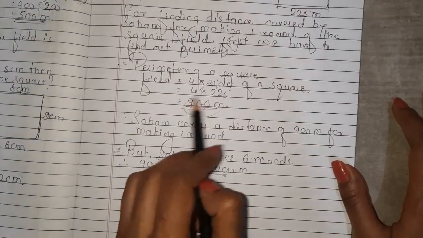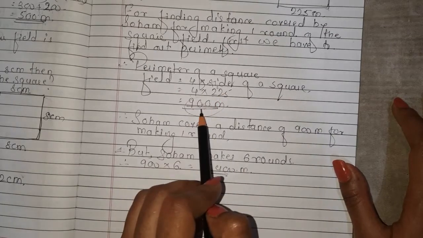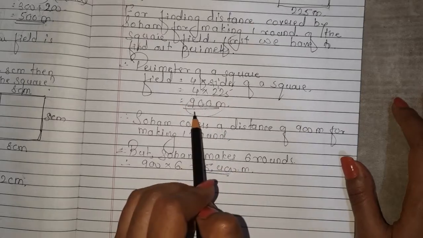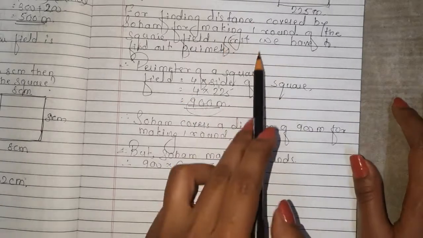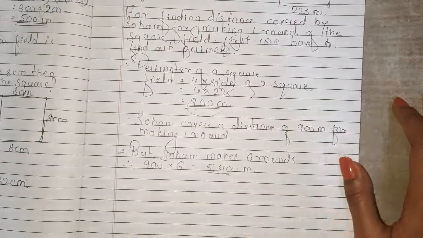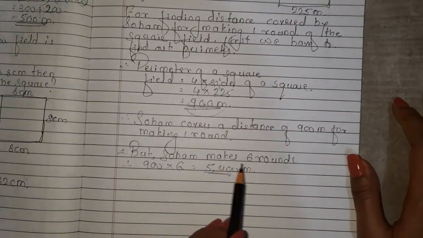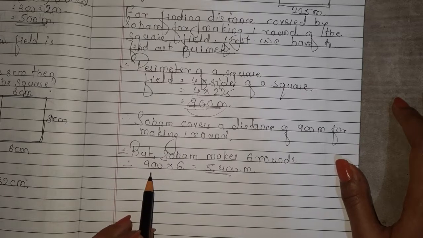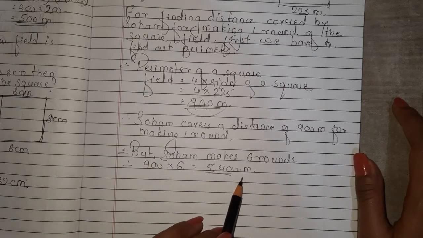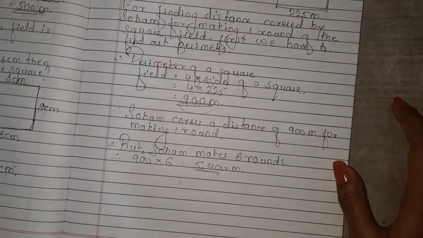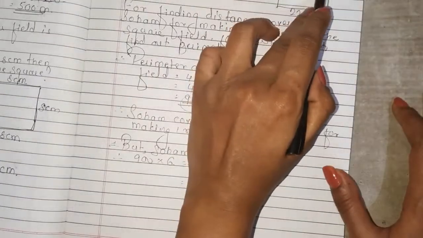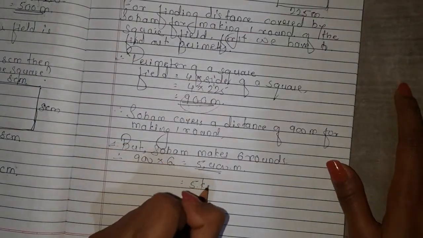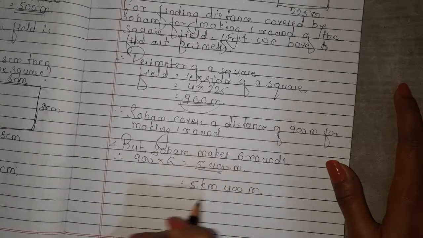We have got the perimeter of a square. Okay, 900 meters. It means it takes the distance of 900 meter to make one round around the square field. But he makes 6 rounds. So the distance is 900 multiplied by 6, 5400 meters. But they have asked you to write down in kilometers and meters format. So 5 kilometers, 400 meters.